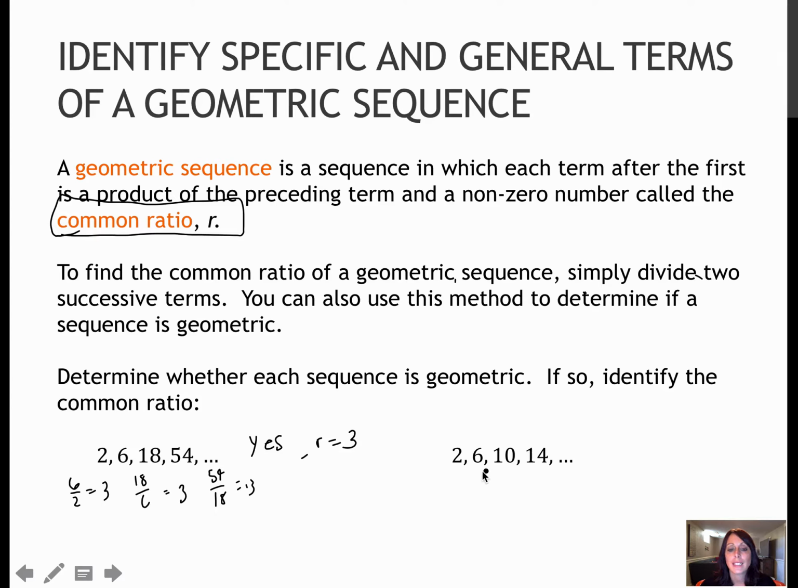Here, I can see very clearly that this is a plus 4, plus 4, plus 4 situation, so this is actually an arithmetic sequence rather than geometric. Again, I could find it by taking 6 divided by 2, which is 3, and then 10 divided by 6, which is not 3. So as soon as you see that they're not the same, you know it's not geometric.